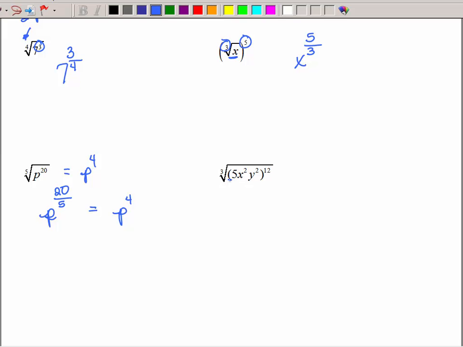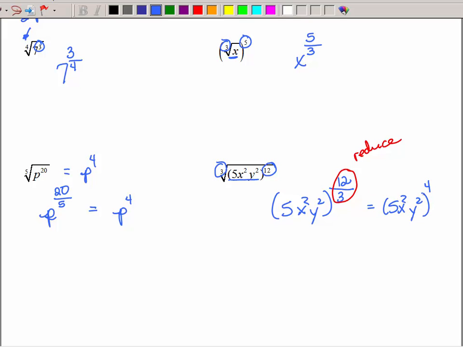Let's look at this next one. So let's take that base, 5x squared, y squared, keep those parentheses, draw the fraction. That's our root that goes on the bottom. This is our power that goes on the top. Just like the last problem, we can reduce that fraction. So we have 5x squared, y squared, raised to the 4th power, and we could simplify that even further because we can distribute that 4th power to everything inside here. 5 to the 4th power is 625. We're going to multiply those exponents, multiply those exponents.